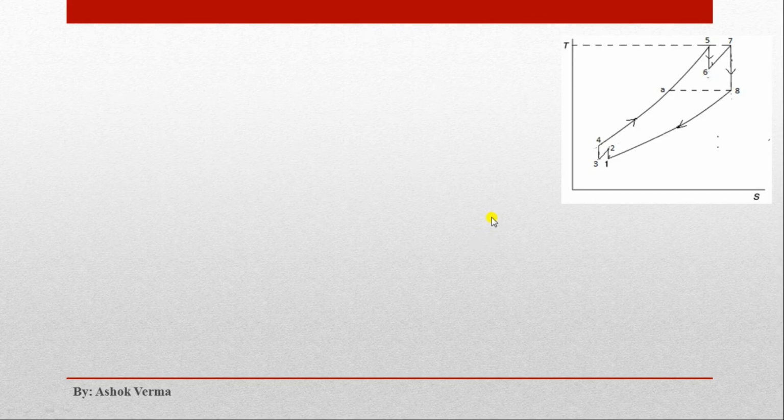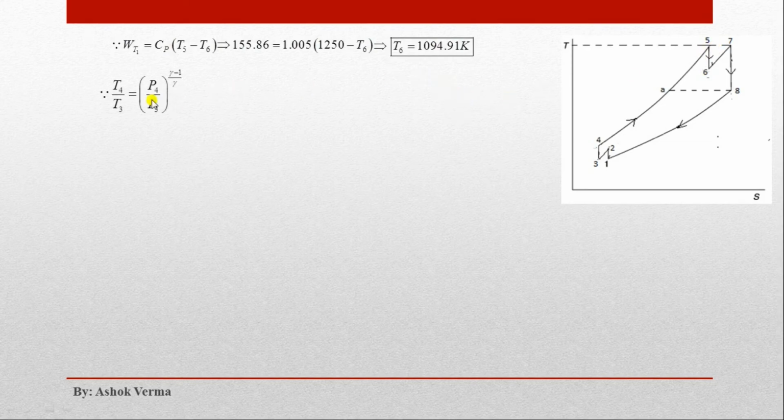Now you have to calculate the intermediate pressure for the expansion, because this expansion is not with perfect intercooling. Since WT1 equals Cp into T5 minus T6, and you know T5, you can calculate T6 easily, which will be equal to 1094.91 Kelvin. So if you know T5 and T6, then you can calculate this pressure ratio.